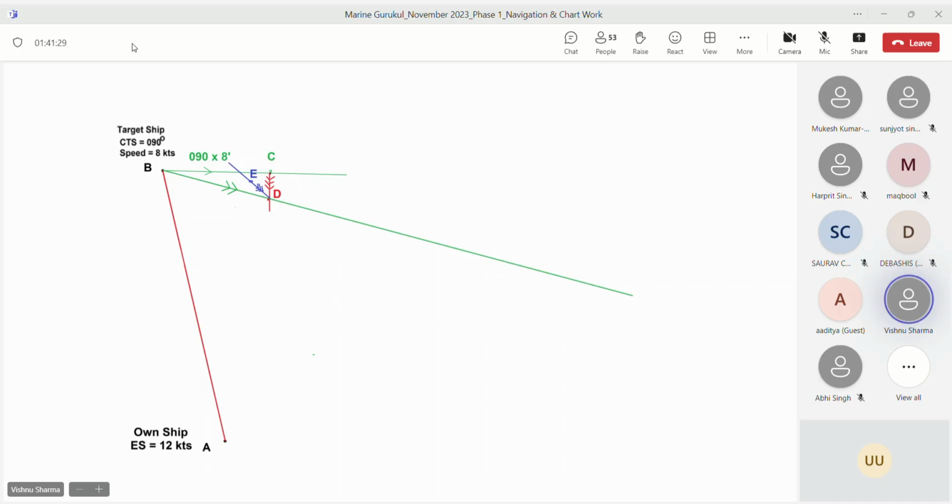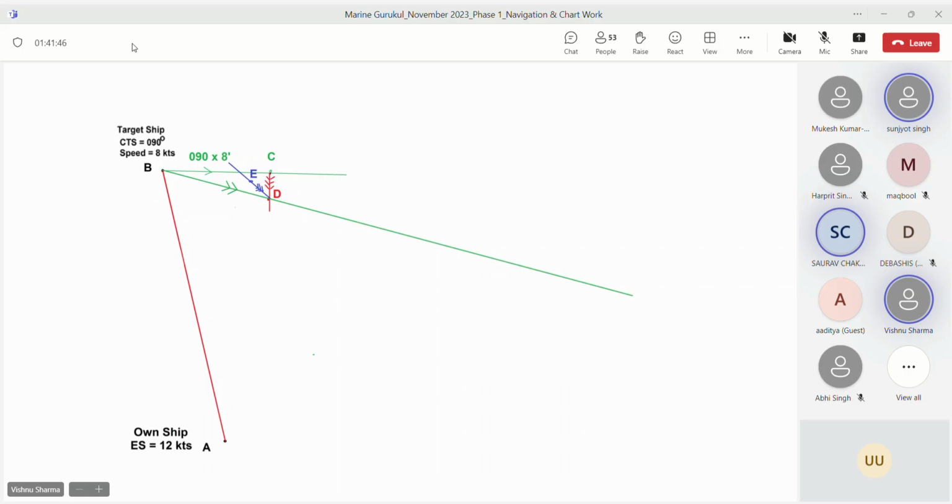Is it now clear, beta? Clear, sir. Now, where am I going to cut the 12 miles from: C, D, E, or which point? E, sir. Point E. From E, echo. Echo, sir. Okay.